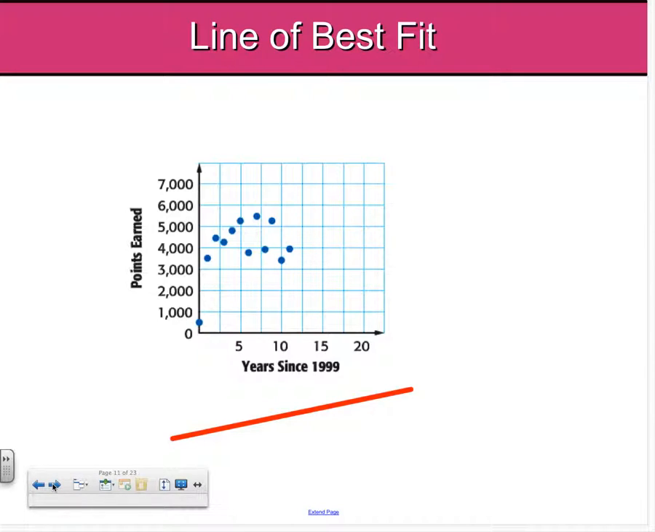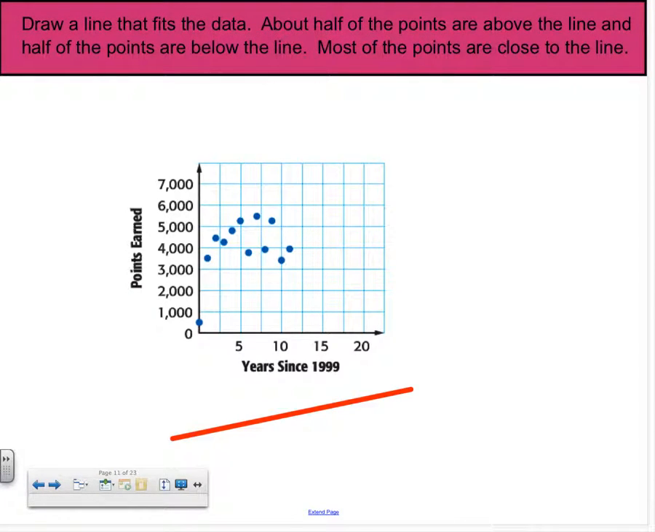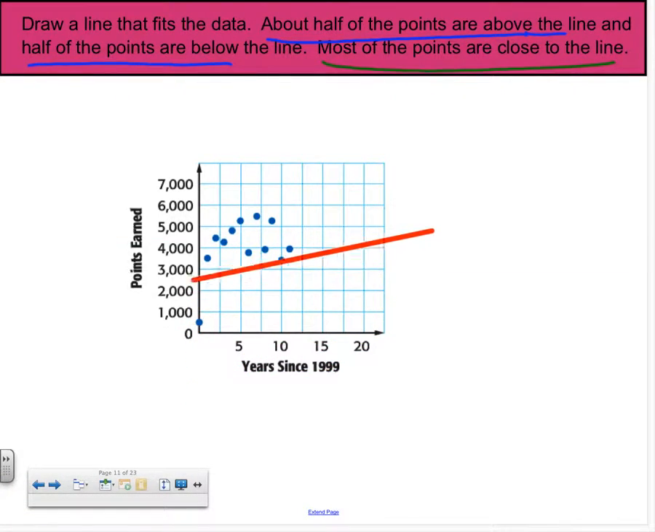Now, the next thing we're going to do with scatter plots is come up with a line of best fit. So we want to draw a straight line that fits the data, and we want about half the points to be above the line. Okay, so that's one key, about half the points above the line. And we want about half the points to be below the line, but what's really important is most of the points need to be close to the line. So if I was going to draw a line of best fit for this data, it would probably look something like that. Notice we have 5 points below, and it looks like 6 points above. Well, I guess technically, if we include this one down here, we do have 6 below.